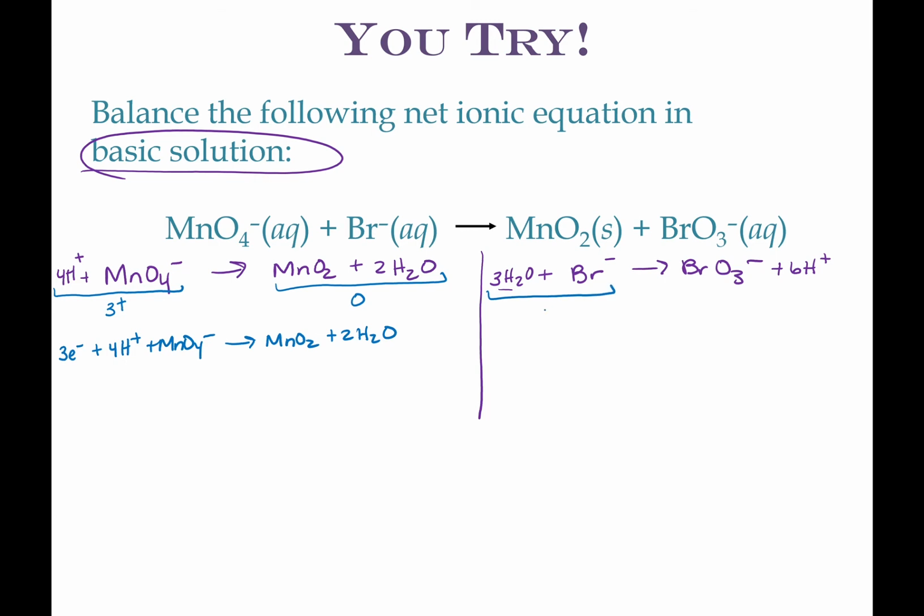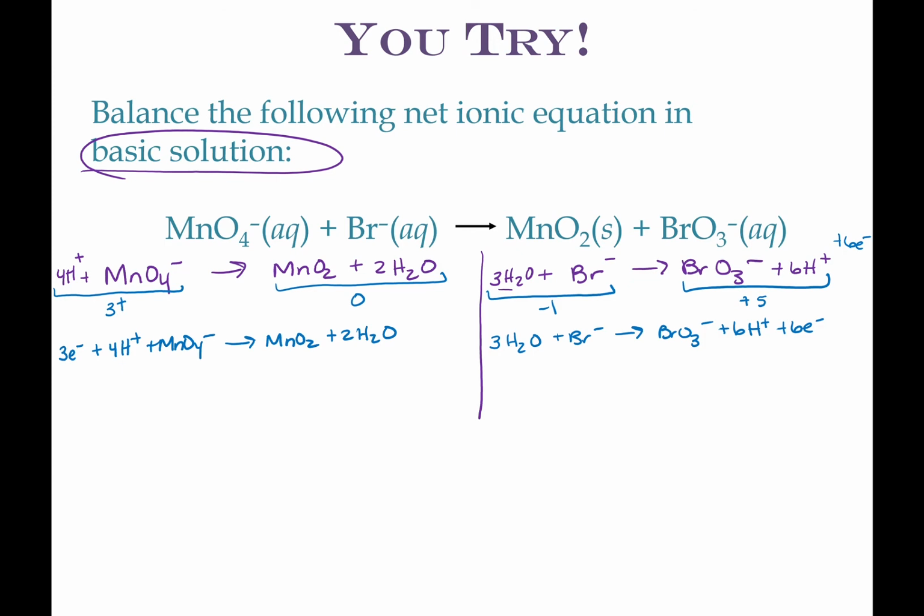So this is minus 1, and this is minus 1 plus 6 is plus 5. So I need to add 6 electrons to this side. So I have 3H2O plus Br minus yields BrO3 minus plus 6H plus 6 electrons.